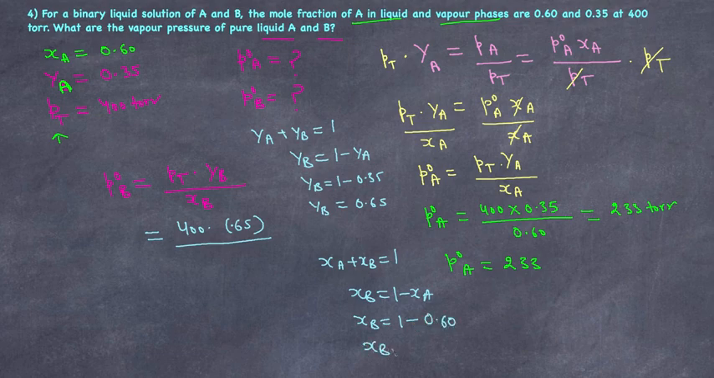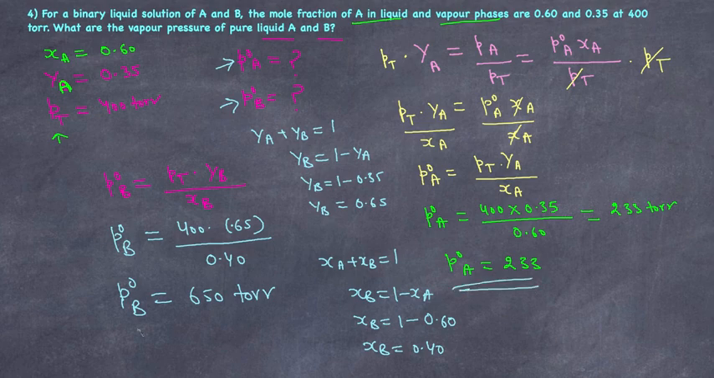So XB is equal to 0.40. So divided by 0.40, and when we solve it, P naught B is going to be equal to 650 torr, and that's what we were looking for, P naught A and P naught B. So P naught A is here and P naught B is here. So write down the formula and play around with it to check what is given and what is missing, and we can use the formula to solve our problem.